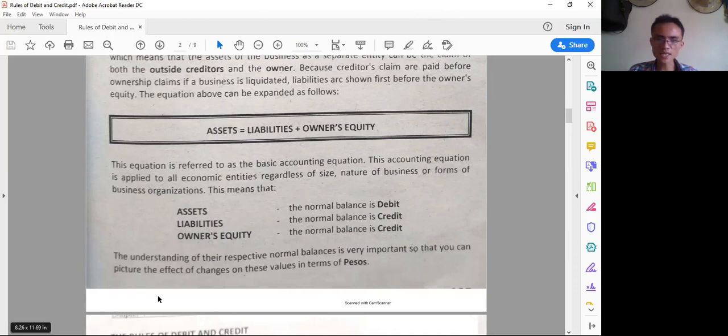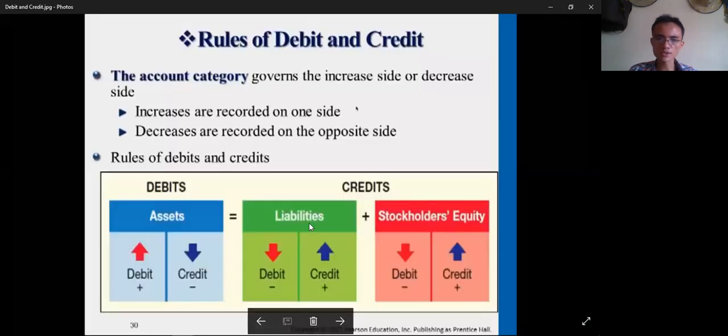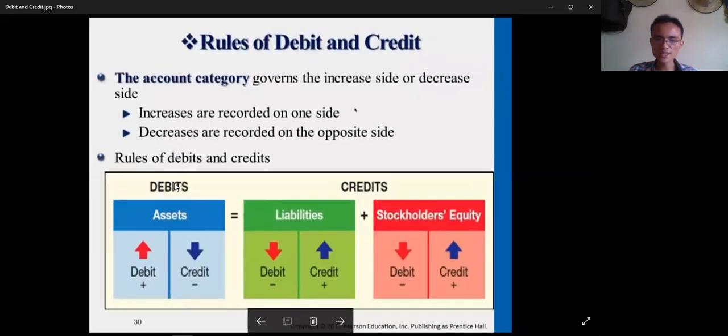Anyway, as I told you a while ago, we are going to go back to the illustration here. So you have here on the debit, assets equals credits: liabilities and stockholders' equity. Stockholders are owners of a corporation, which is another form of business organization. I will not discuss the forms of business organization here formally. I'm going to have a separate session for them.